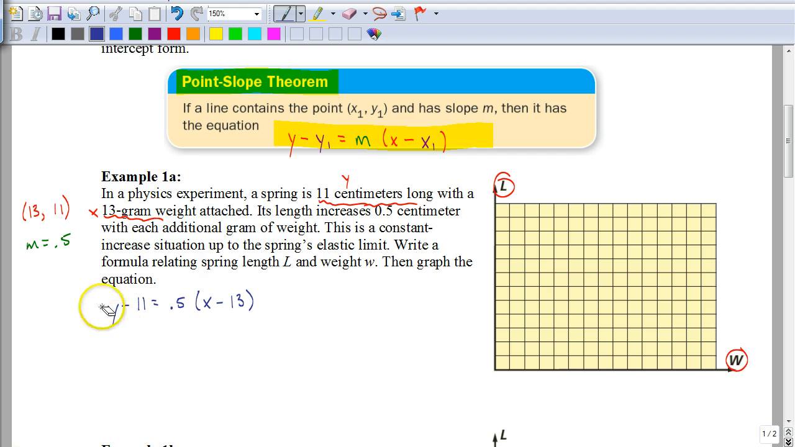And actually I'm going to go back in. Remember, y is your length. So I'm going to change this to be L. I'm going to change this to be W, because those are the variables they ask us to use here. But we want to get this in slope-intercept form.